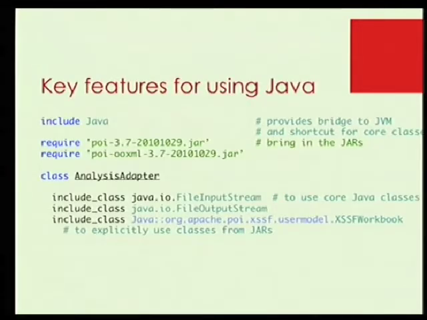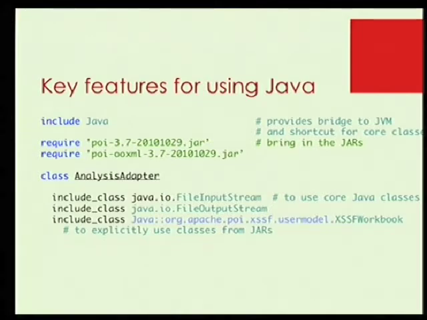OK, so key features for using Java. So let's say this is straight out of TextMate. If you want to use Java classes like this POI project in a .rb file running in JRuby, and it has to be JRuby, it won't run in regular Ruby because it doesn't know about Java, you do things like this include statement, include Java. And that basically bridges Ruby and the JVM and connects it for you. And it also gives you the goodness, like the second bullet says, shortcuts for core classes, which I'll get to in a second.